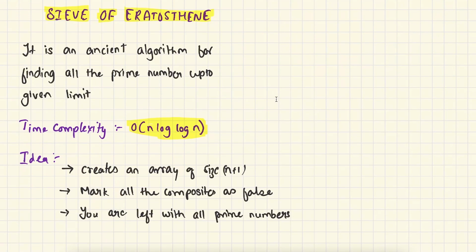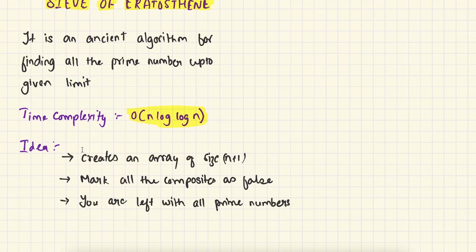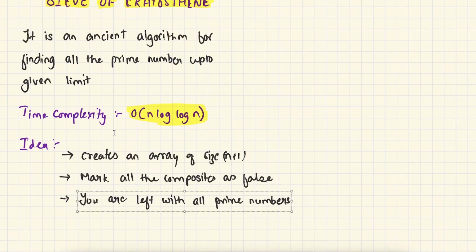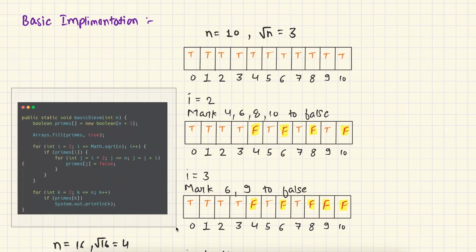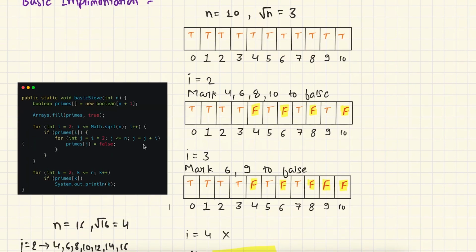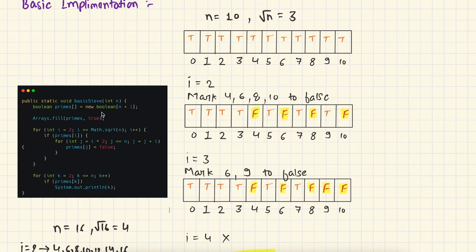The idea of this algorithm is simple. First, create an array of size n plus 1, then mark all the composites as false, and after doing this step you are left with all the prime numbers. So let's see how to implement this algorithm in our code. Here you can see a basic implementation of the Sieve algorithm. In this code, we are first creating an array of size n plus 1. Then we are populating all the elements of the array with true. It means we are assuming that all the elements are by default prime numbers.